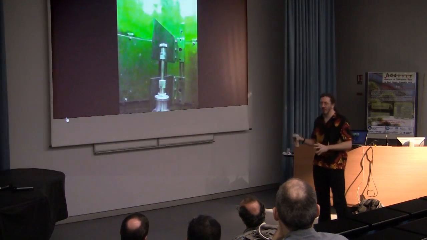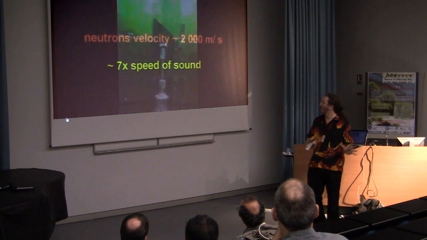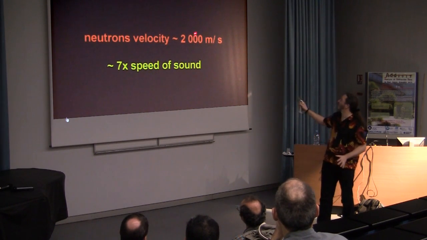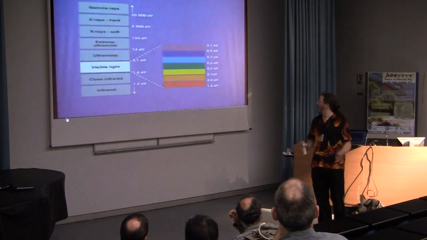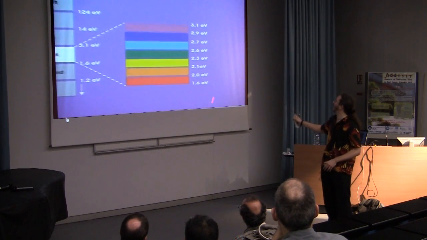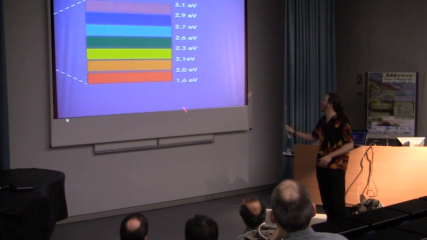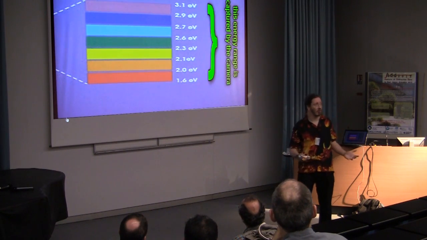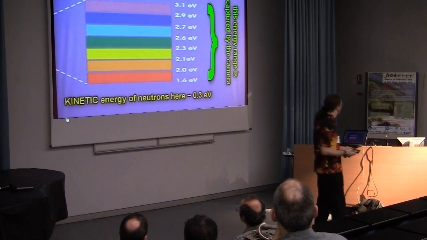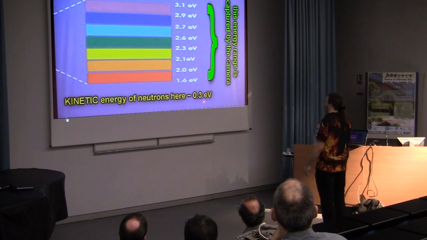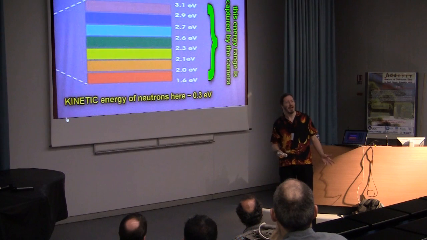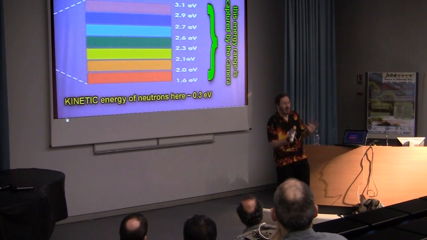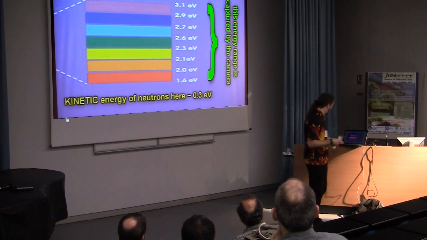Now, there will be those who say, hang on, these are only thermal neutrons, so they're only going about a couple of kilometers per second, or about seven times the speed of sound. And I know your camera actually operates in visible light. Visible light is about 1.5 to 3 electron volts. And that means that our neutrons only have about a third of an electron volt energy. So why can we see them? That's a sort of completely by-the-by point. I'll leave that as a teaser for later.